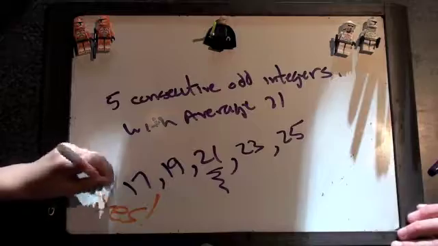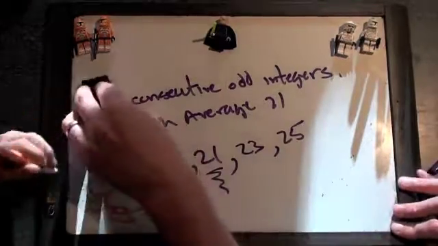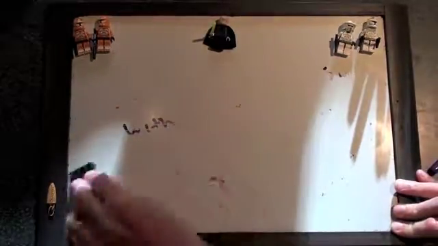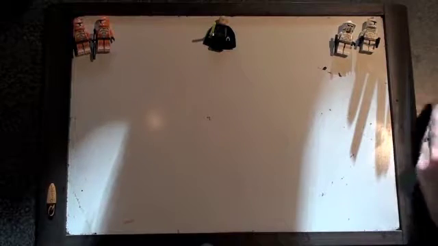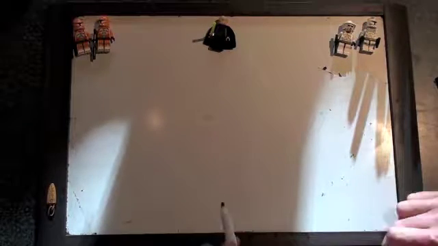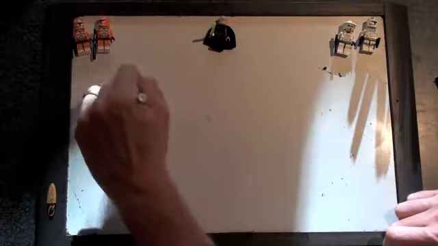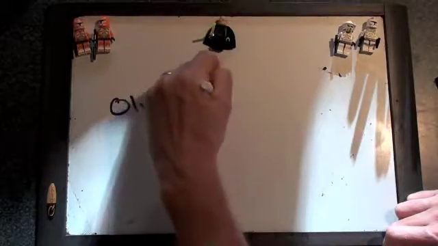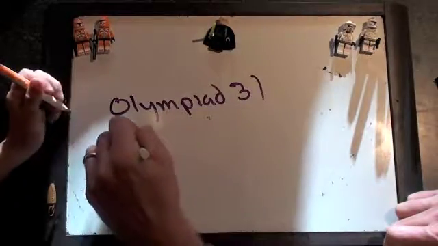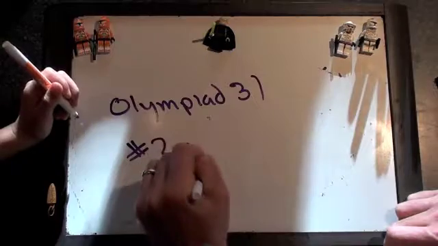Okay, so here are your 2 homework problems. Okay, that was really quick. Yeah, we'll have Luke Skywalker here keep track of them. Okay, it's Olympiad 31, number 2 and number 3.